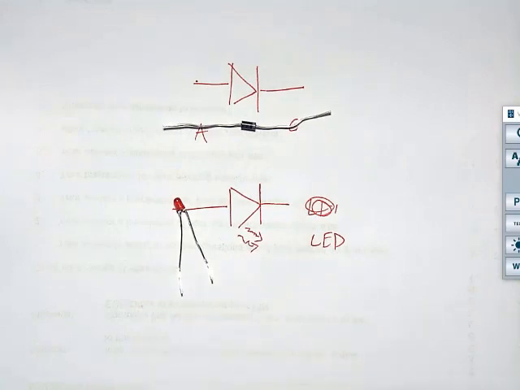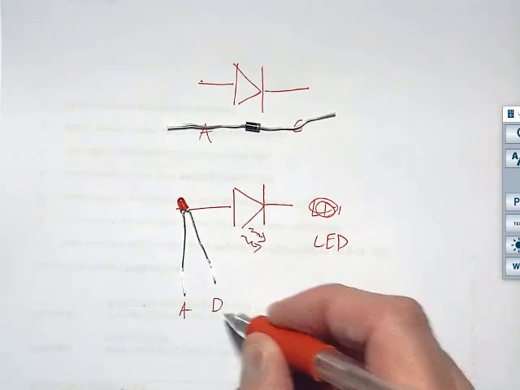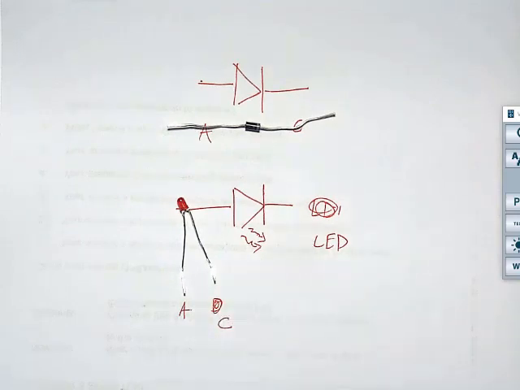Notice that the pins, the legs of this thing, are longer and shorter. So this is the anode and that's the cathode. That's how you do it. Make sense? Okay. Why is an LED important? Light. It's pretty awesome, right? What do we use LEDs for?